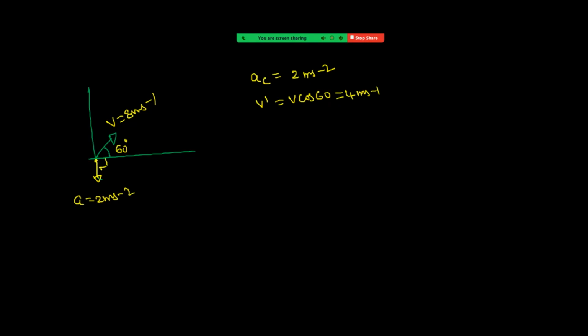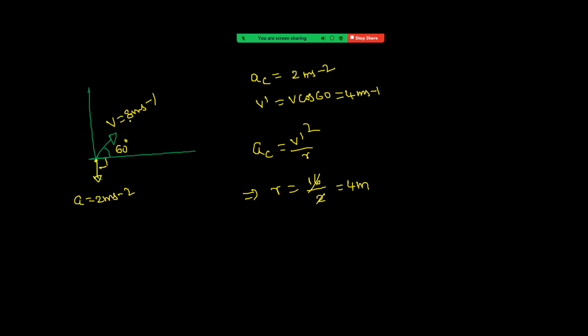That means if you compare this problem with oblique projectile, it becomes very simple, right? Now remaining just calculation part. a_c equal to V dash square by R. So R equal to V dash square, that is 16, upon a_c value 2. That means R value is now 4 meter.